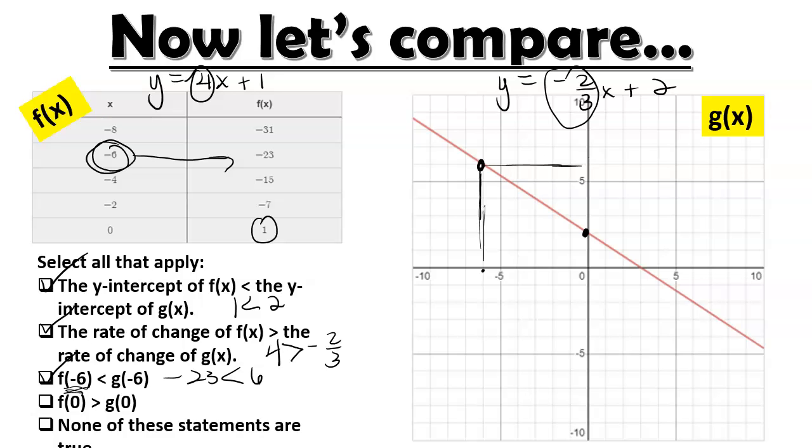F of 0 is greater than g of 0. So f of 0, that's here, so that's 1, is greater than g of 0. I go to g of 0 here, and that's at 2. And that is correct. And notice that this statement, f of 0 is greater than g of 0, is the same statement as the y-intercept, because that's what f of 0 and g of 0 are. They're the y-intercepts, so this is just a different way of saying it. All right, let's keep going.